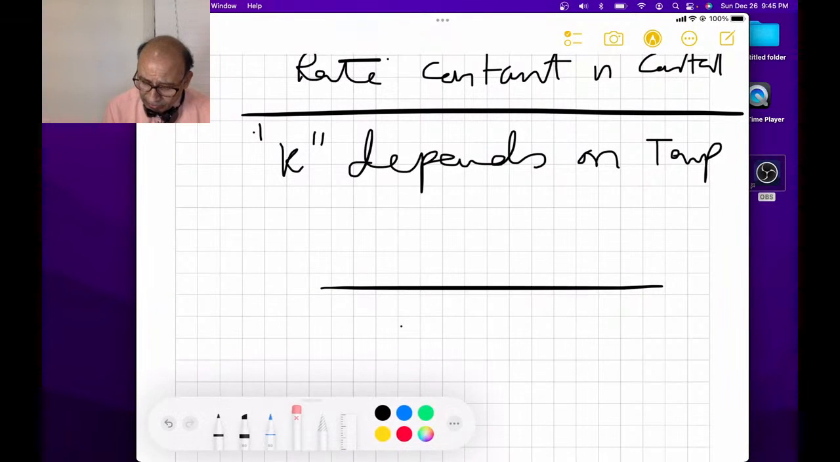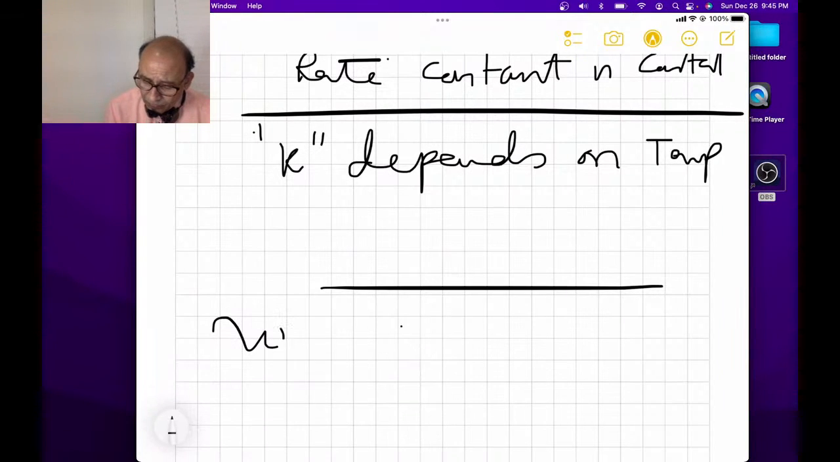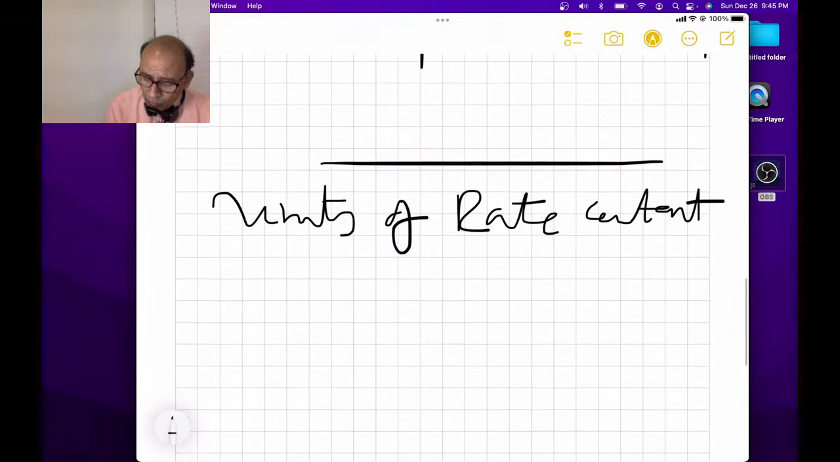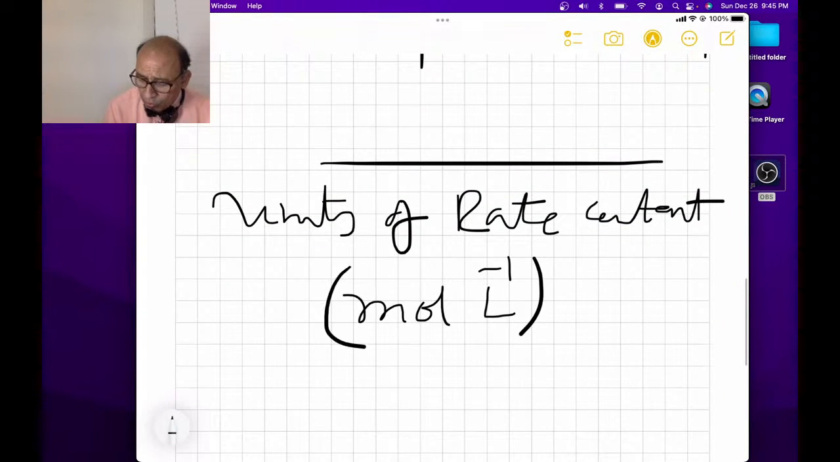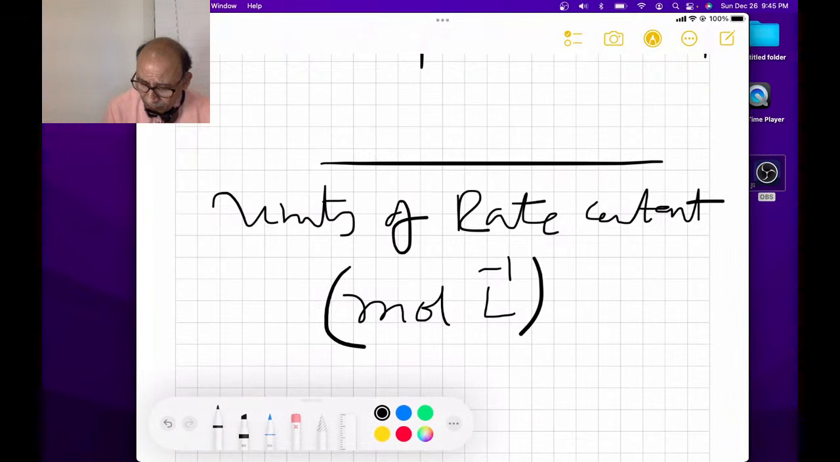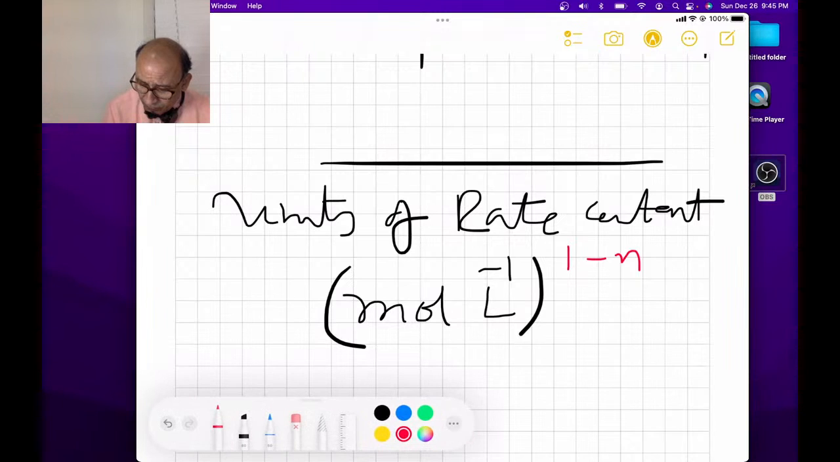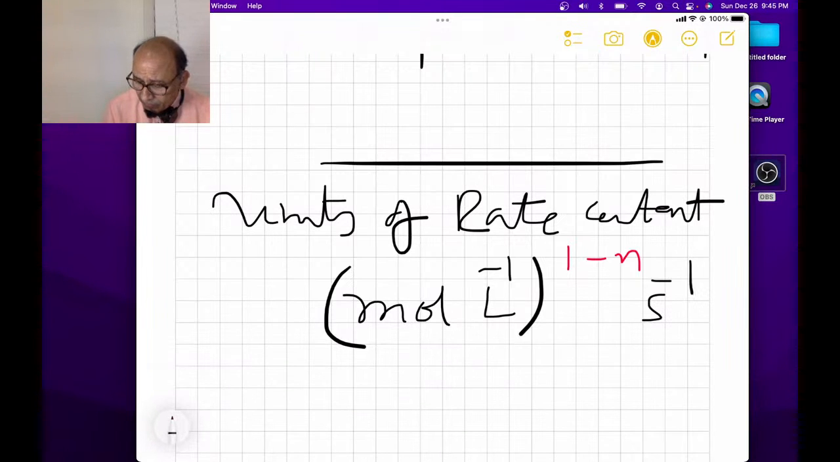Now, third aspect, the units of rate constant can be written as (moles per liter) to the power 1 minus n per second. Are we very clear, sir? Where n is the order of the reaction.